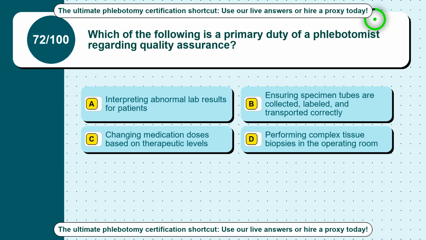Question 72. Which of the following is a primary duty of a phlebotomist regarding quality assurance? Option A, interpreting abnormal lab results for patients. Option B, ensuring specimen tubes are collected, labeled, and transported correctly. Option C, changing medication doses based on therapeutic levels. Option D, performing complex tissue biopsies in the operating room.